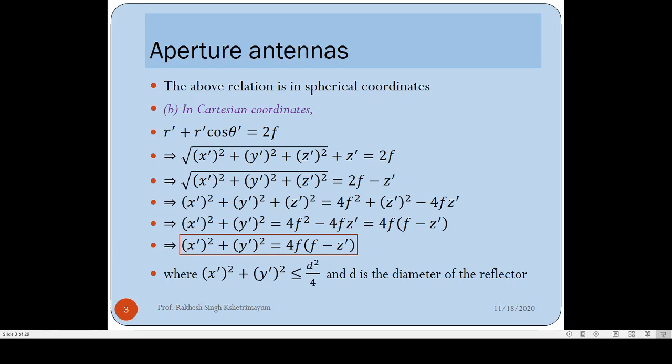This is the same relation you have considered for the spherical coordinates. Now you have the relation for the Cartesian coordinates. In the Cartesian coordinates, x dash square plus y dash square is equal to 4f into f minus z dash. And one more thing is that your x dash square plus y dash square should be less than or equal to d square by 4. What is d? D is the diameter of the reflector.